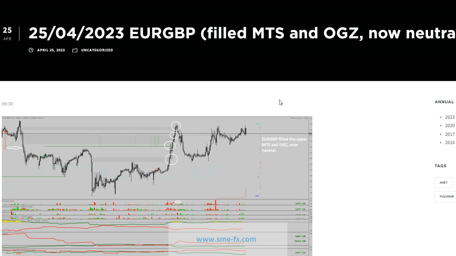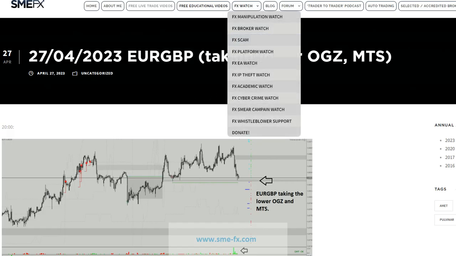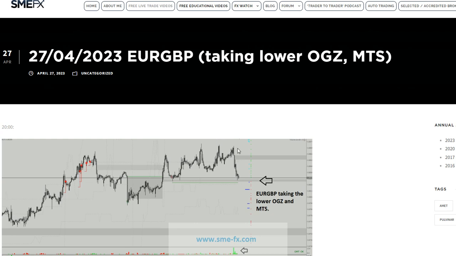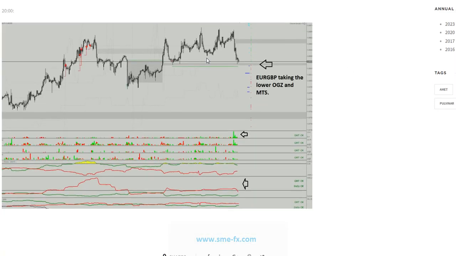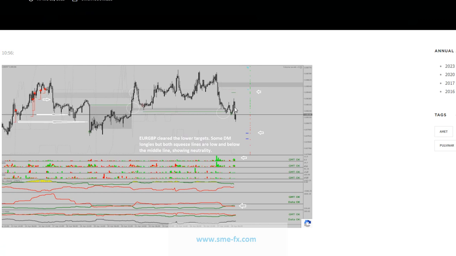Euro pound, 25th of April, so it cleared. Look, order gap zone, MTS, order gap zone. Then I said filled MTS, now neutral. So on the 25th it was neutral. On the 27th, I think I caught a short scalp because we had this inner range target there and some longies. And then, however, on the 28th, it did not only take those targets.